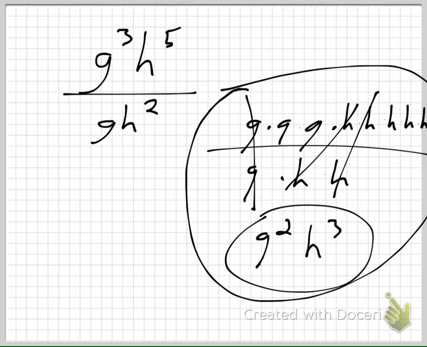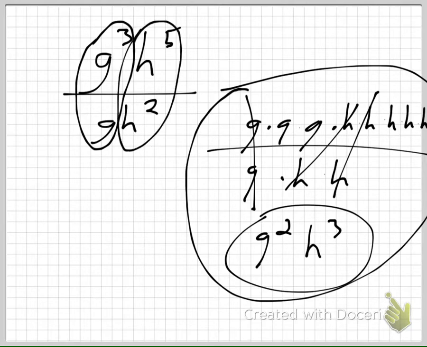You go like this. There are 3 g's on top and 1 g on the bottom. In your head, you say, when I eliminate the pairs, what's left? 2 g's on the top. And then h to the fifth over h to the second: when I eliminate the pairs, what's left? h to the third on the top, and there you have it. Does that make sense? This is not difficult. We have done this. Okay, try this then.